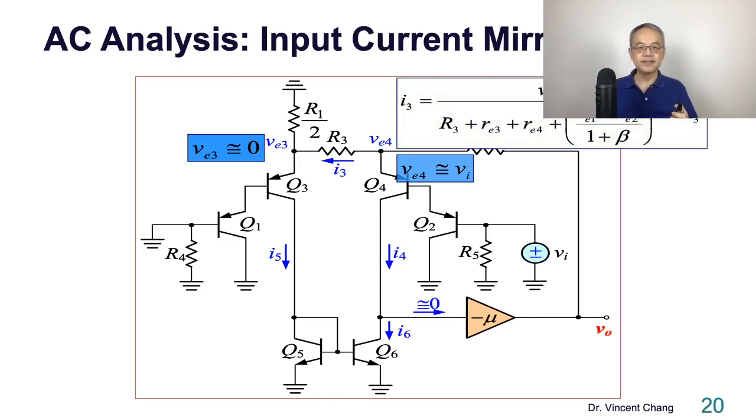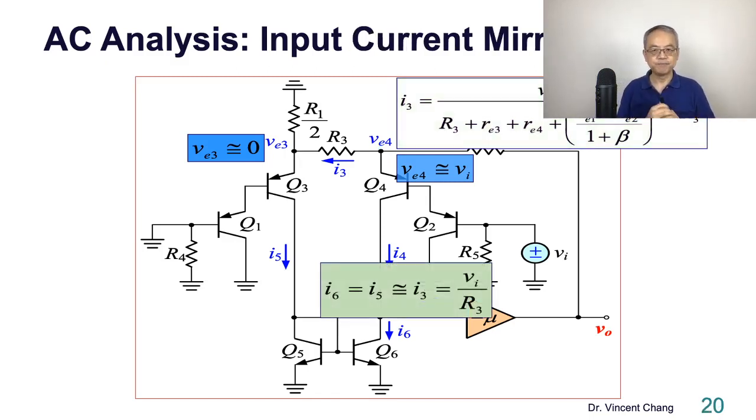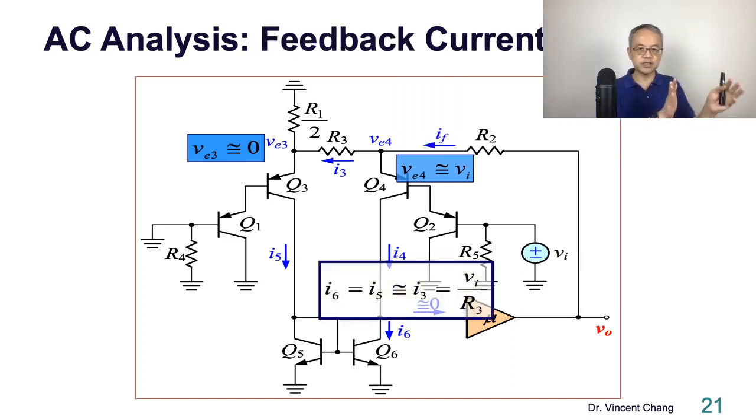And then you can get this. Because I3 is approximately equal to I5, and the current mirror, I6. Again, let's do it again. I3 and I5 and mirror 6. So 3, 5, mirror 6. So you get I6, VI divided by R3. Let's move on to the second stage.